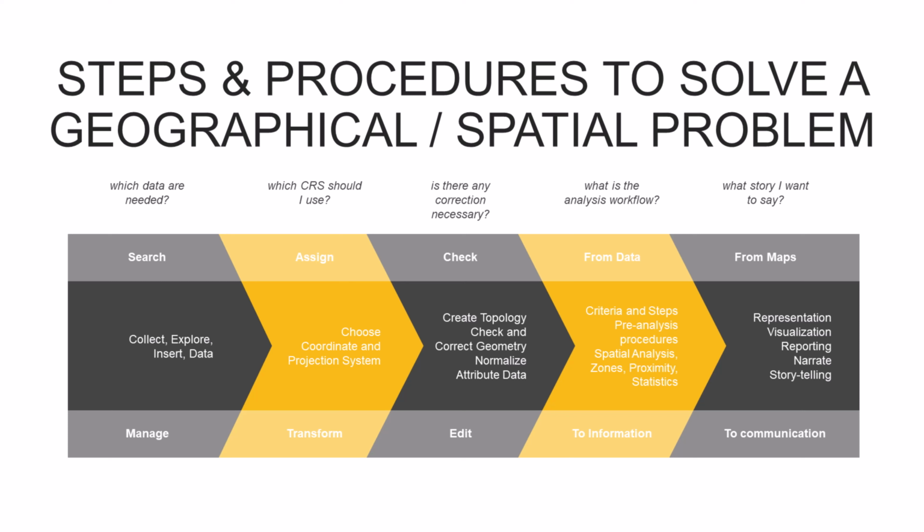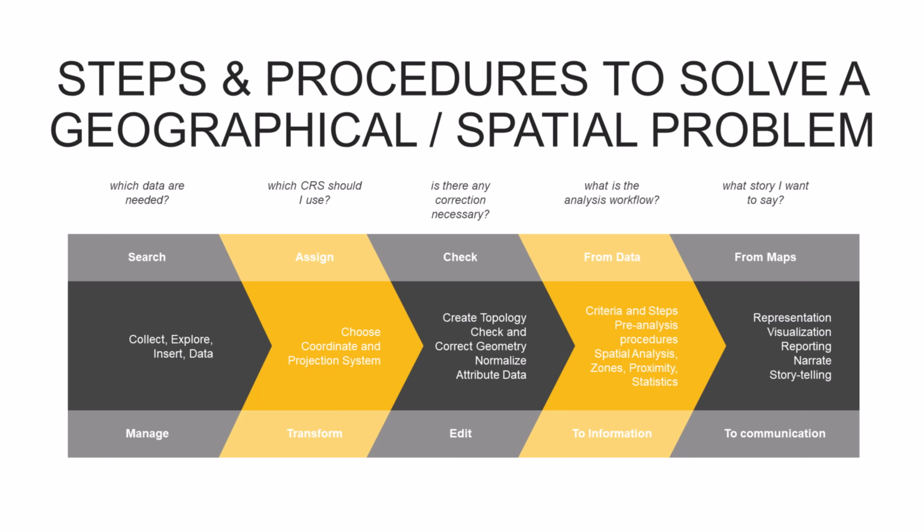The fourth elemental question refers to what the analysis workflow is. Pre-analysis tools and analysis procedures transform data into information. This means that the description of criteria defines the geoprocessing tools that will be selected. The final question raises the issue of what story I want to tell. We need to develop a new product through mapping, with appropriate visualization of the produced information, in order to tell a story and communicate our work.